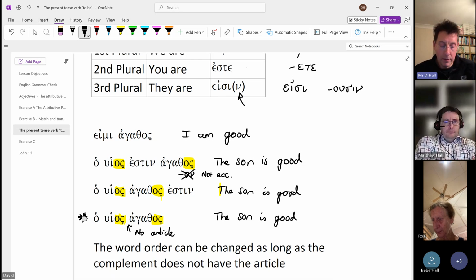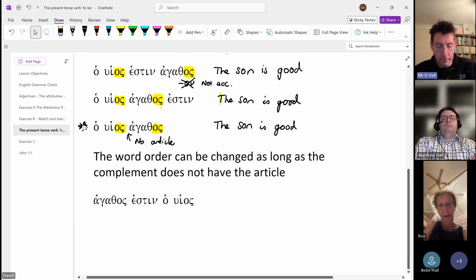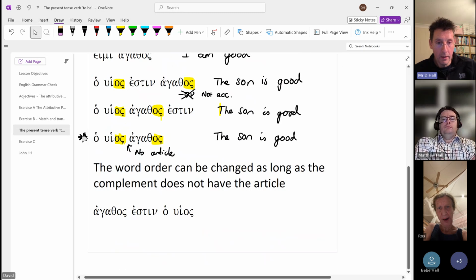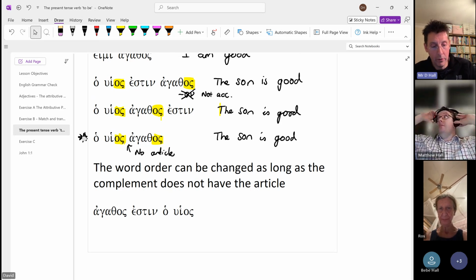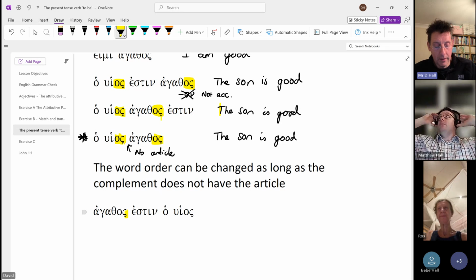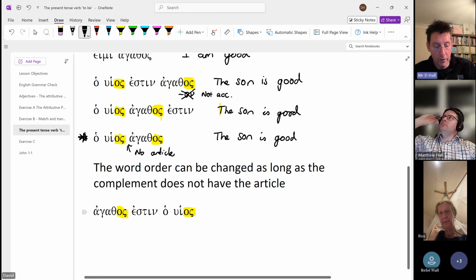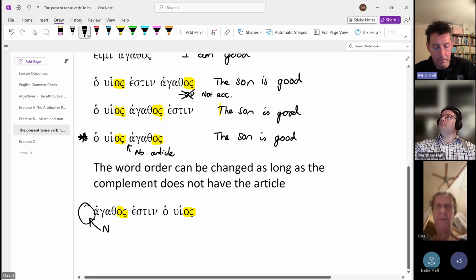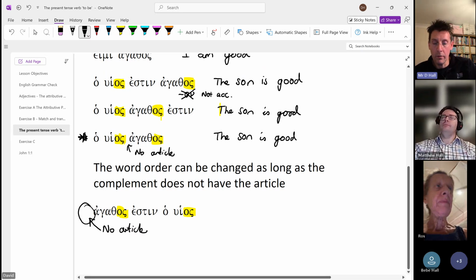Okay, and that might take a while to get your head around how that works, but it's all to do with the article, you're looking for the article really to see where it is in the position of the words. And then finally, you can change the word order as long as the complement doesn't have the article. So I could actually write it like I put it here at the bottom, which is again all in agreement, but we have good, but notice that there's no article. So this means that we can work out which is the subject and then which is the complement.